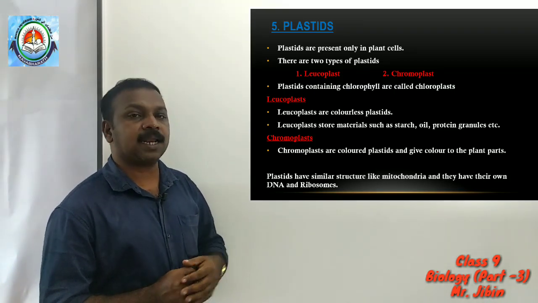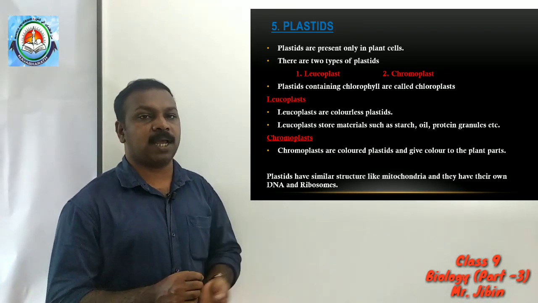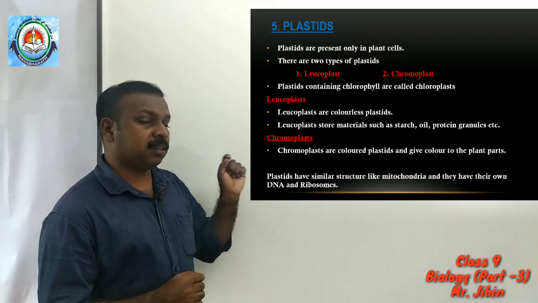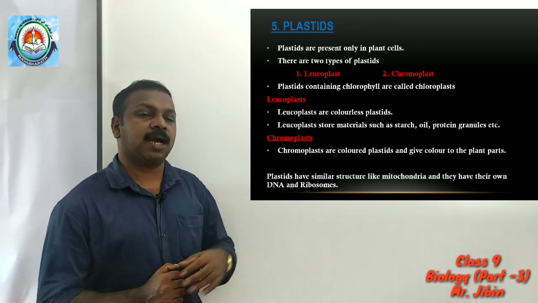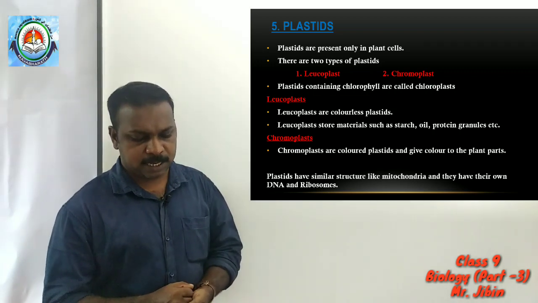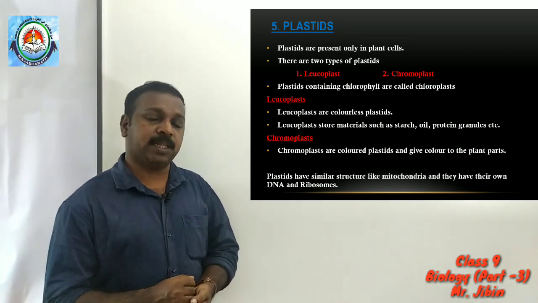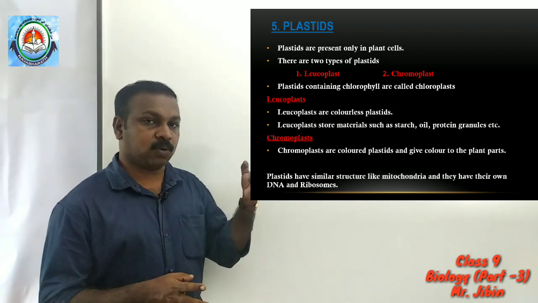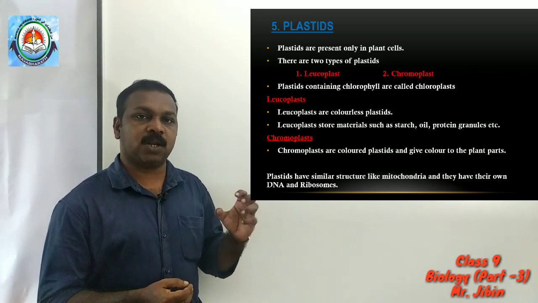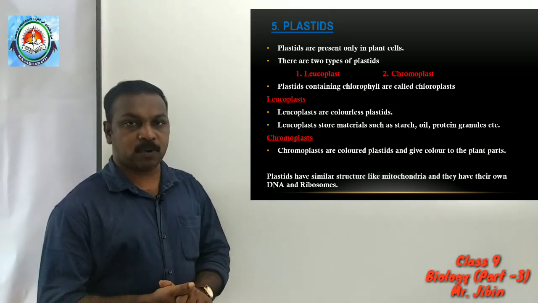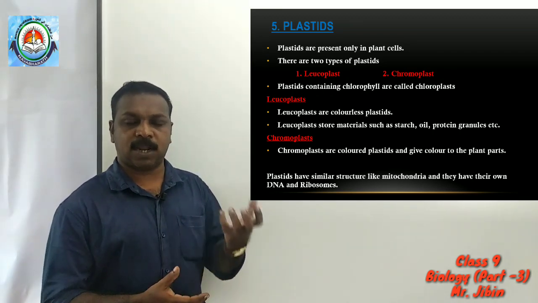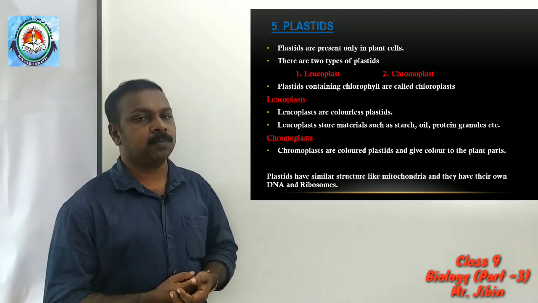Chromoplasts are colored plastids. They provide color to the plants, to the leaves, to the fruits and flowers. Okay. So these chromoplasts give attractive color to the plants. And plastids have a similar structure like mitochondria. Before, we discussed what mitochondria are called. Okay. And they have their own protein, and they have their own RNA, because they have ribosomes, so that they can produce their own protein.